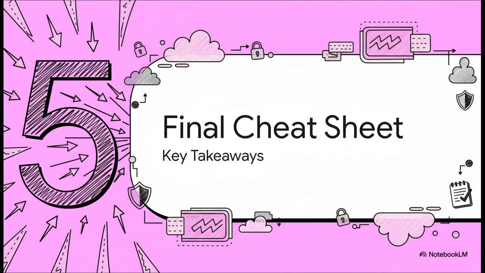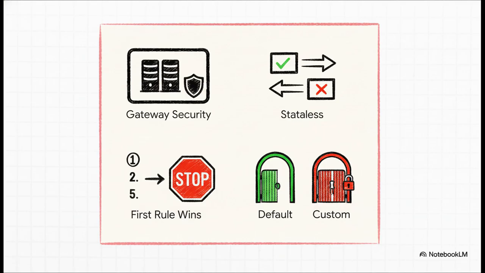All right, we have covered a lot of ground, so let's boil this all down into a final, super fast cheat sheet that you can take with you. Okay, here are the things you absolutely have to remember. First, a NACL is your subnet's gateway security. Second, it's stateless, which means you always need rules for both inbound and outbound traffic. Third, the first rule that matches is the only one that counts. And finally, remember that the default NACL AWS gives you allows everything. But if you go and make a custom one, it starts by denying everything until you add your own rules.